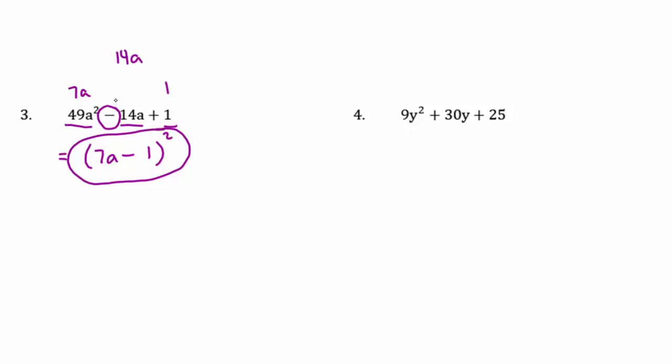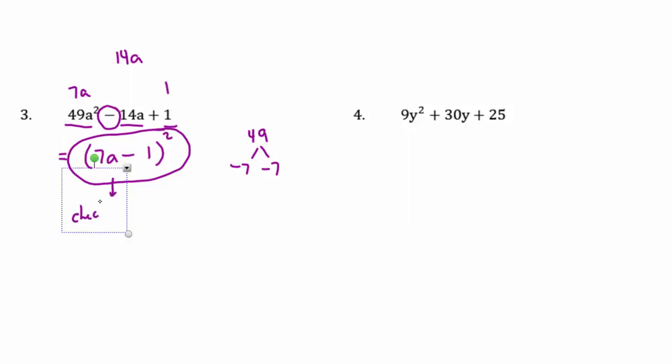Again, you can use that AC method. 49 times 1 is 49. What two numbers multiply to 49 and add up to negative 14? Those are both negative 7s. And you continue that way. That's a longer process. I'm showing you a quicker way in which you can do this just by analyzing the polynomial. I can check my work here if we want.